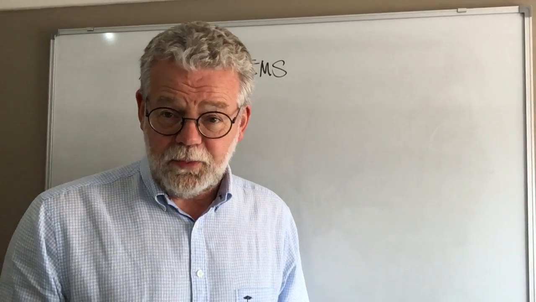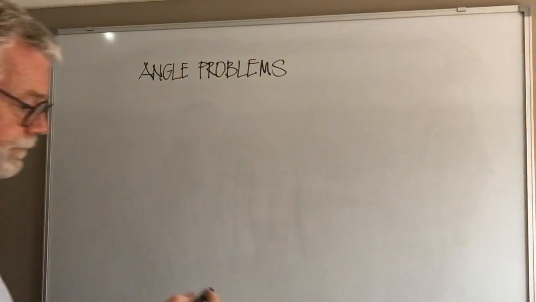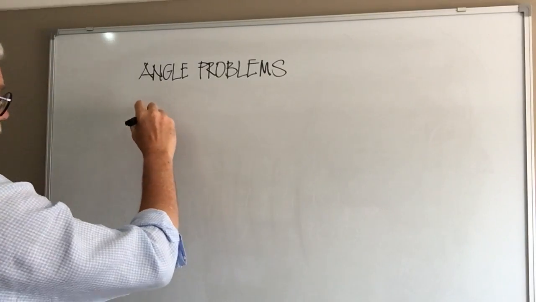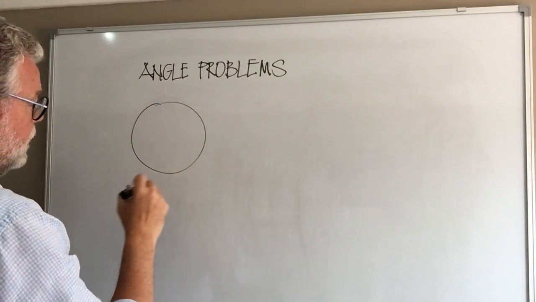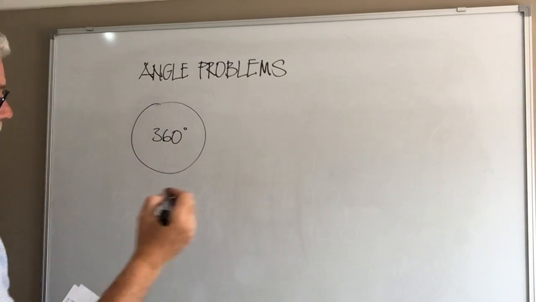We're going to have a look at angle problems now involving what we call angles of turn. So we know that the angle in a full turn is 360 degrees. Now how does that work out?